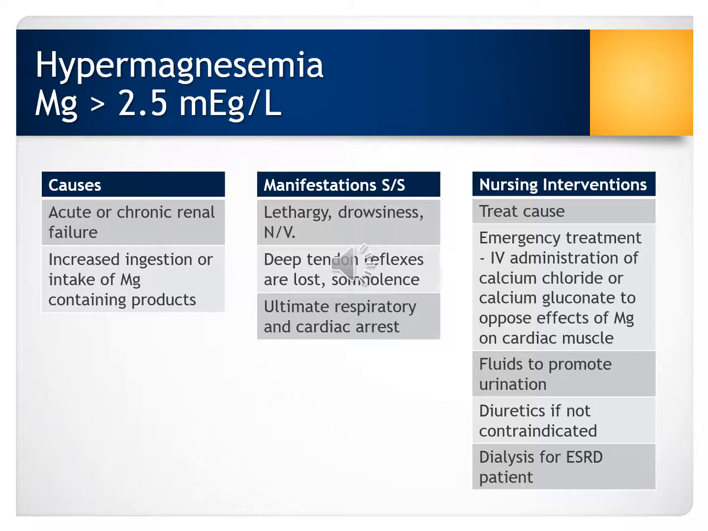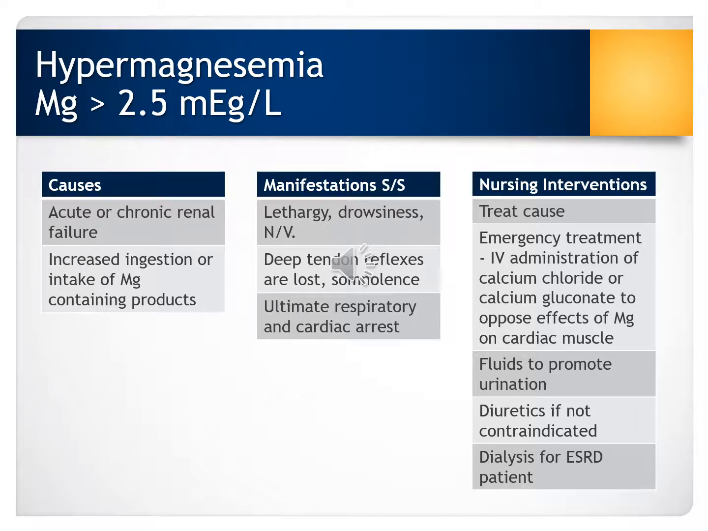So, of course, we'd want to treat the cause if we know the cause. Emergency treatment of someone with high magnesium levels would include the IV administration of calcium chloride or calcium gluconate. And typically this is given for the same reason we give it to patients with high potassium levels. We're giving it to oppose the effects of magnesium on the heart. So some of those ventricular dysrhythmias.